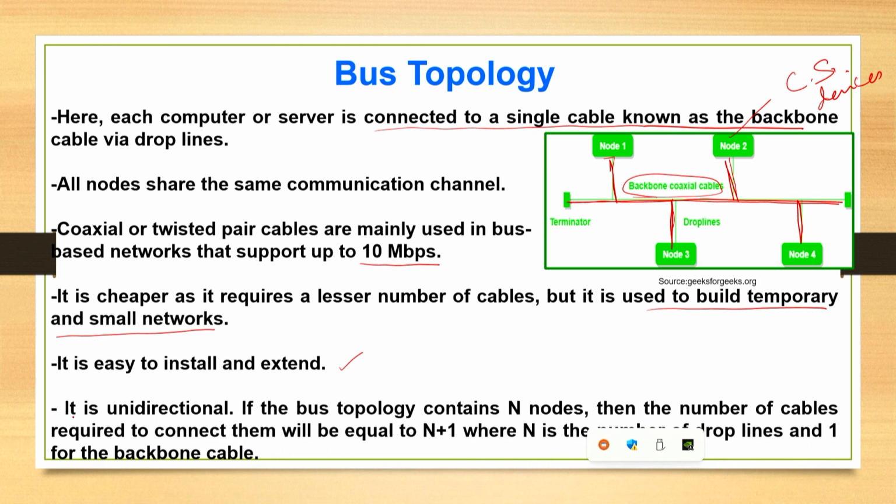It is unidirectional. If the bus topology contains n nodes, then the number of cables required to connect them will be n plus 1. Why? Because n is the number of drop lines and 1 for the backbone cable.